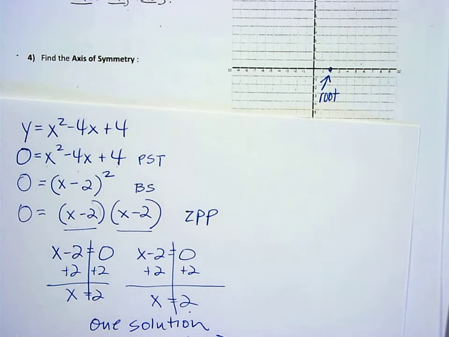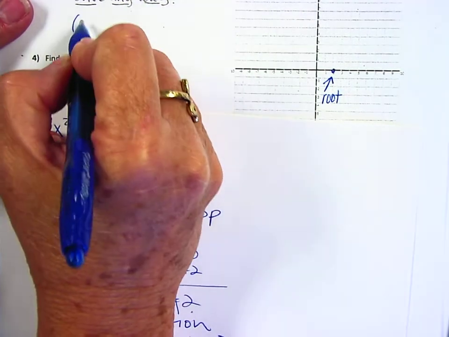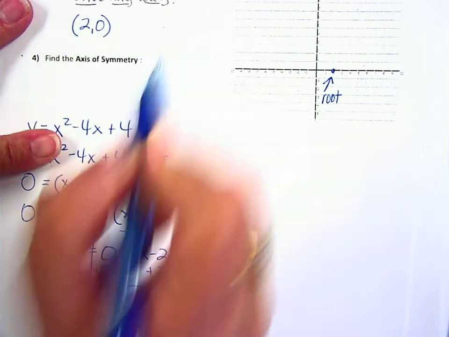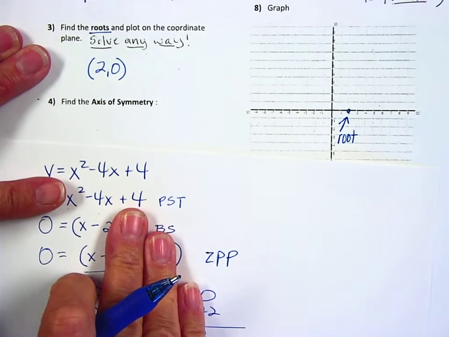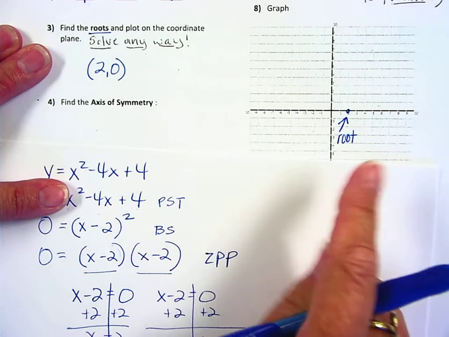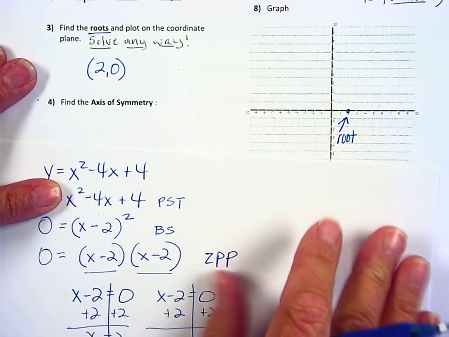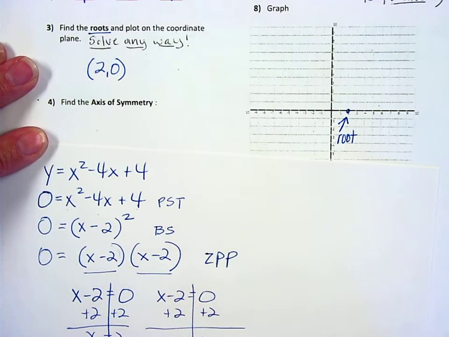Now it says find the axis of symmetry. Oh, by the way, my root is the point (2, 0). Sometimes we have two roots. This time we have one. Sometimes we have none at all, when it doesn't touch the x-axis. Find the axis of symmetry.